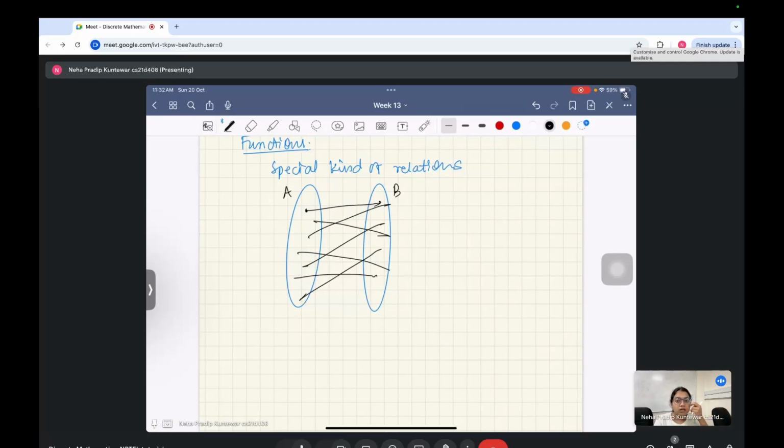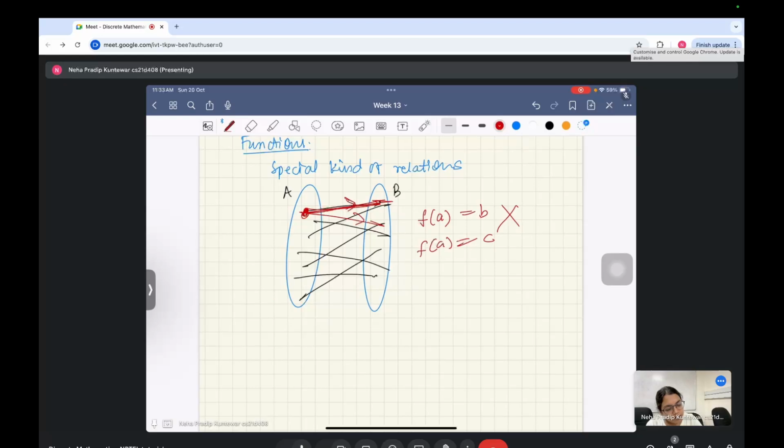And what does a function do? A function simply says that if I'm standing at some vertex, some point in set A here, I cannot go to two elements like that. So if I'm here, I can go to at most one of them. So it's not possible that f of a is equal to b, and f of a is also equal to some c here. That is not possible. So that is essentially what it means. If I give you one element here, I can only go to at most one element from the other set.